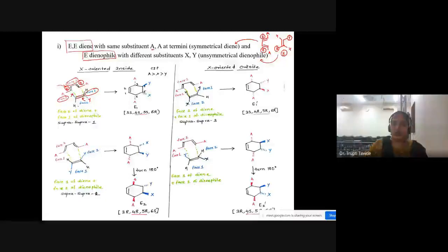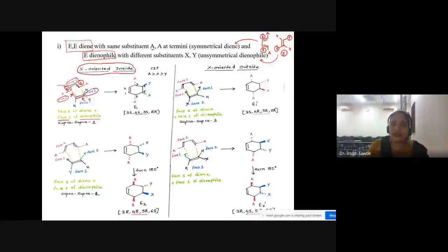Now, when this dienophile is going to approach, the X will be oriented inside. Matlab, when I approach the dienophile, the X will be towards this diene. So when the attack takes place, the front face, this is face 1 of the dienophile. Face 1 of the dienophile is attacking face 2.